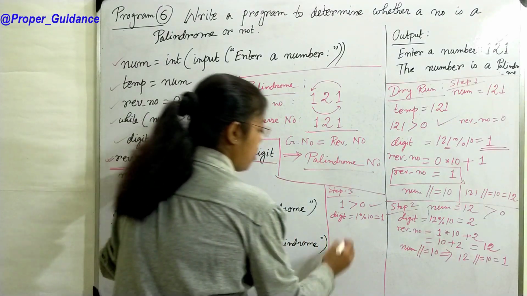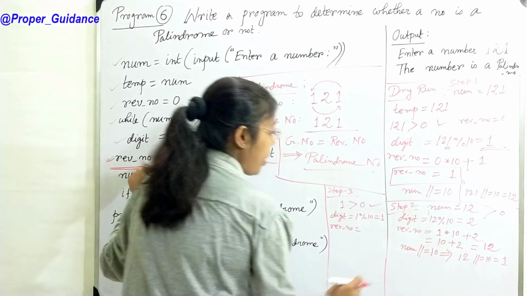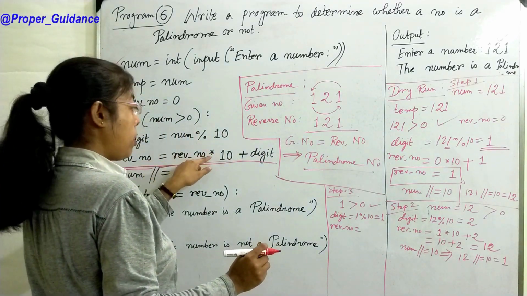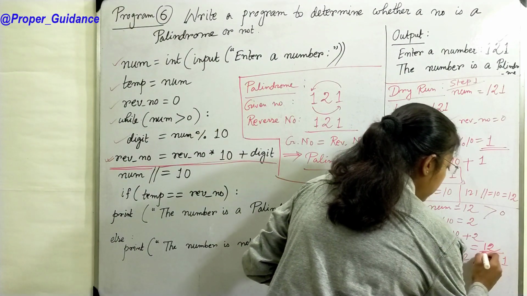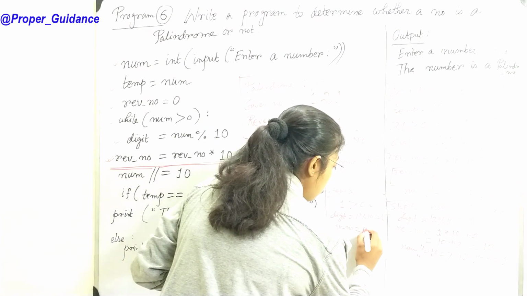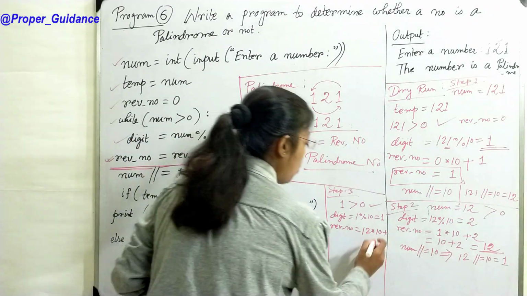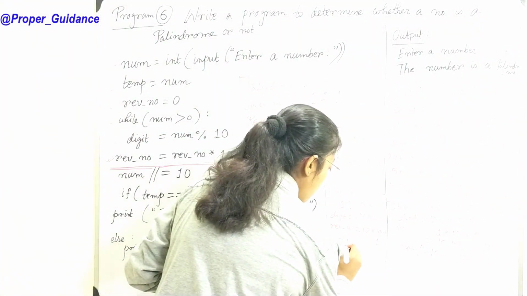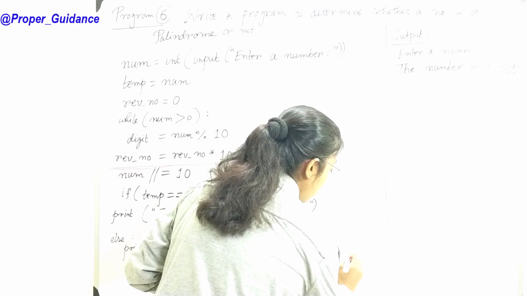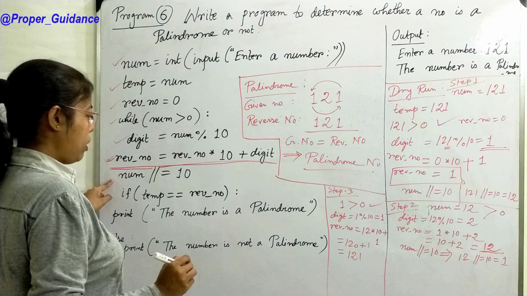Now you get the reverse number this way. Reverse number into 10. What is the last reverse number we got? We got 12 here. So write down 12 into 10 plus the digit value 1. So 12 into 10 means 120 plus 1 equals 121, right? Okay, so we get this one.